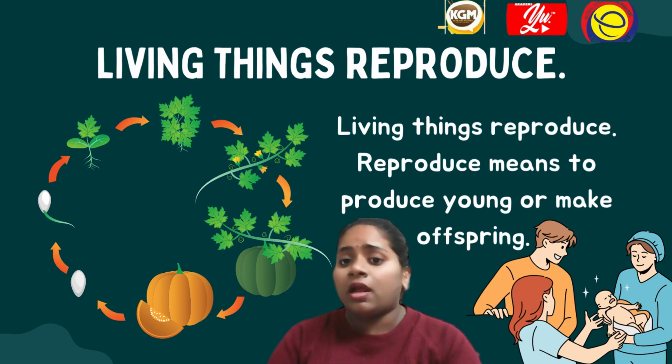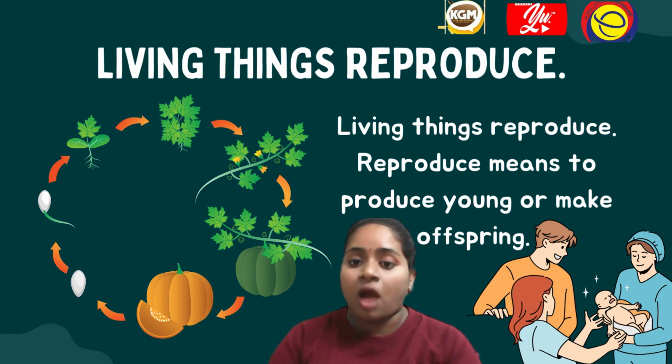And guess what? Living things can have babies. Puppies, kittens, and even baby birds are all examples of how living things create new life. So, living things can reproduce. Living things reproduce means to produce young or make offspring.